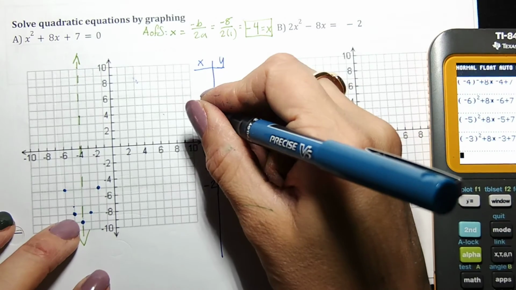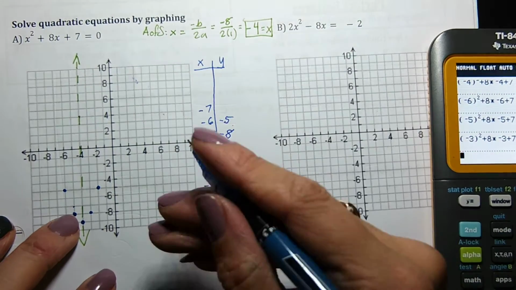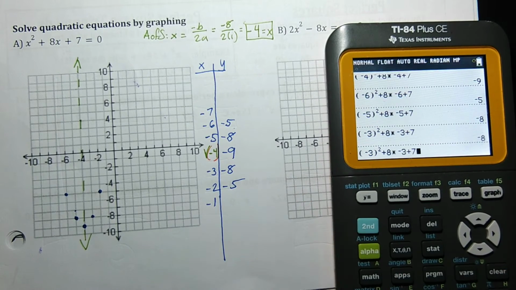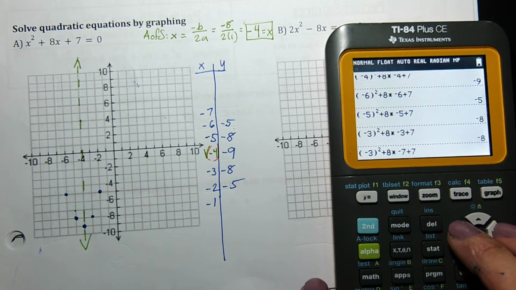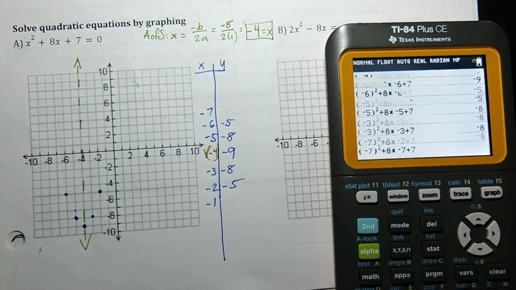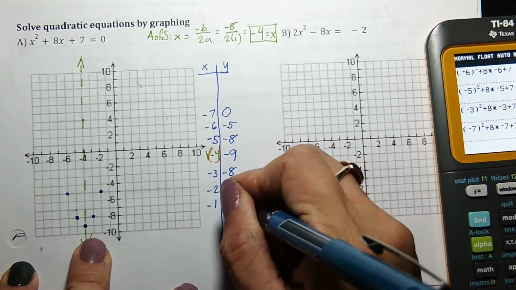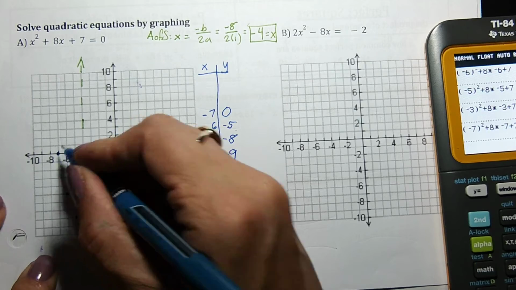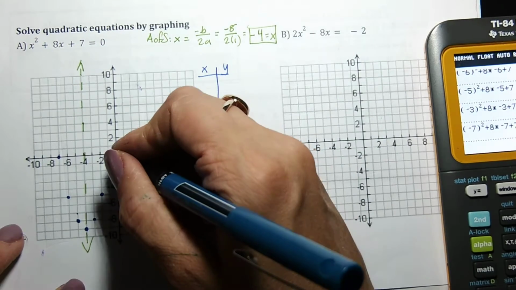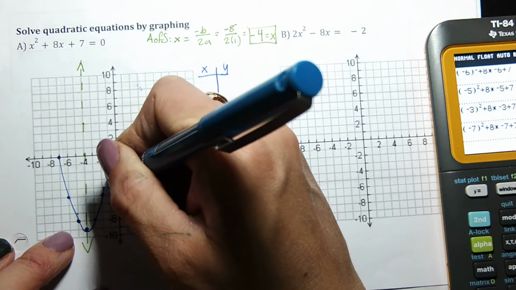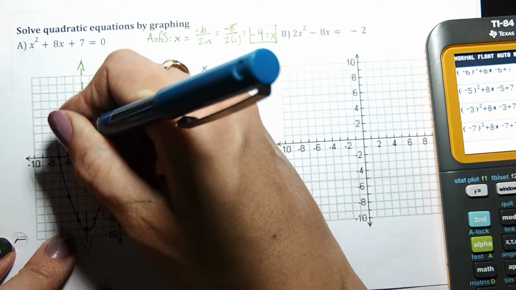So let's go a little bit further this way with negative 7. And a little bit further this way with negative 1. Second enter, replace those negative 3s with negative 7s. And we get 0, right on the money. So negative 7, 0, and negative 1, 0. And we can stop there because we have found the x-intercepts.